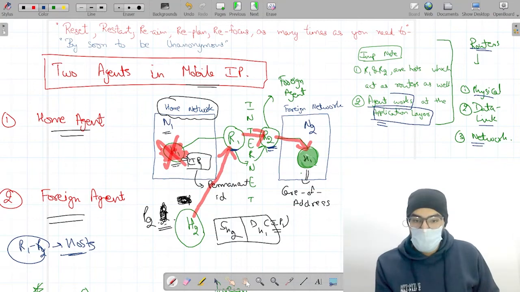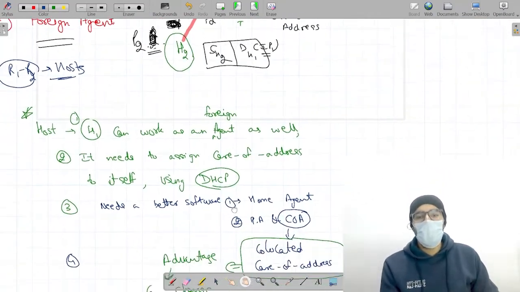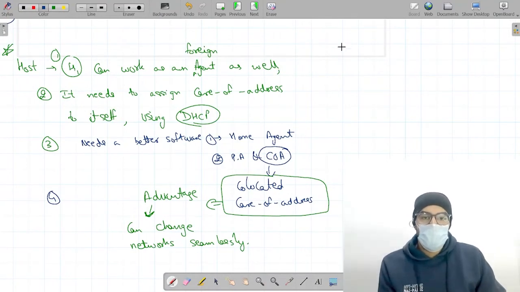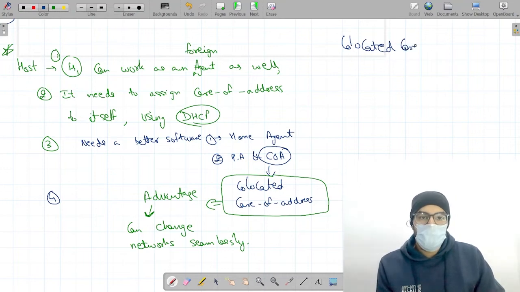Now moving on further. This is one important point that I want to talk about, because a lot of times a question is asked in exams on the co-located care of address. So we need to understand this as well.